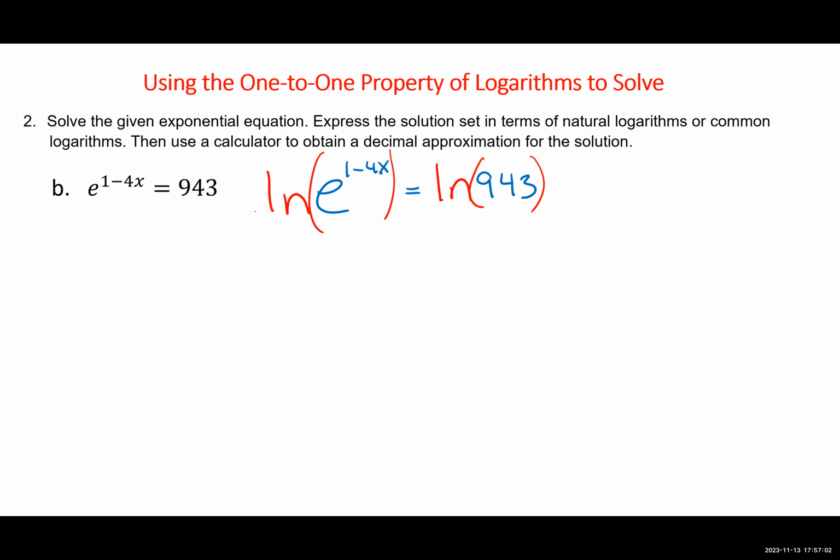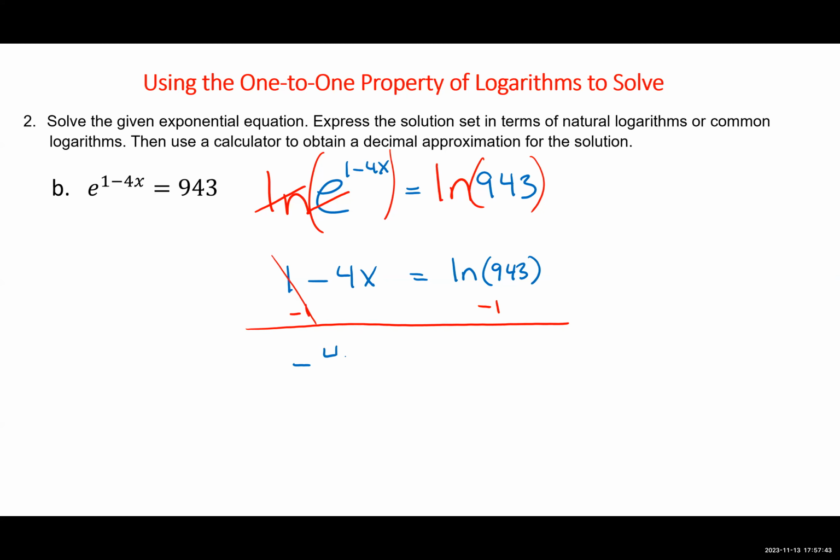The log base e and the exponential base e cancel. And we've got 1 minus 4x is equal to the natural log of 943. Who knows what that is? Calculator will tell us. All right, we have to solve for x. So we could subtract 1 from both sides, right? We have a positive 1 in blue, so we could cancel that off with that minus 1.